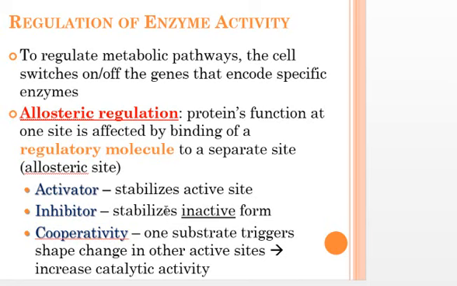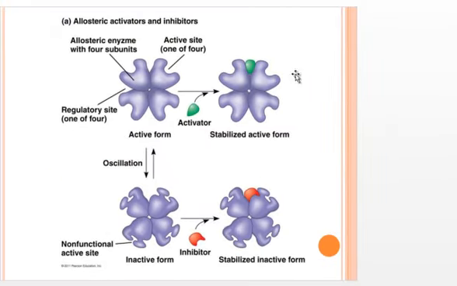And then you also sometimes will see cooperativity, where one substrate will trigger a shape change in other active sites. And this can actually increase the catalytic activity of the enzyme. So let's take a look at this diagram. I think this will make more sense.